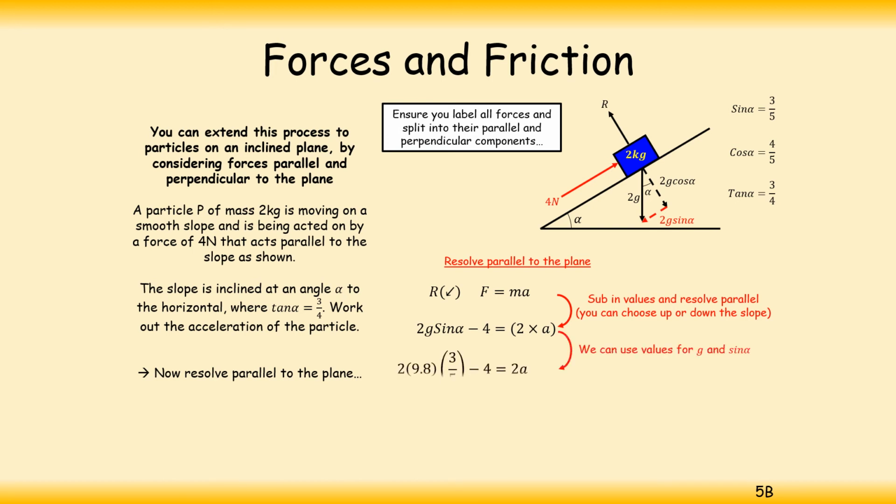So now, because we worked out what sine alpha is, we could replace the sine alpha as 3 over 5, and g is 9.8. And if you just tidy that up, that should give you the acceleration 3.9 meters per square second to 2 significant figures.